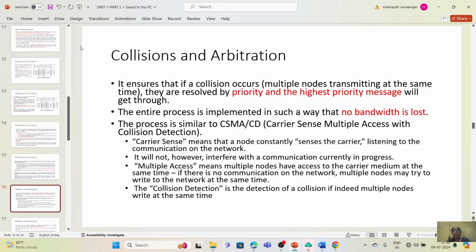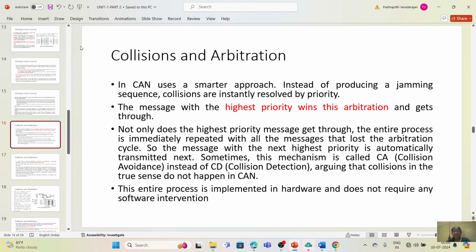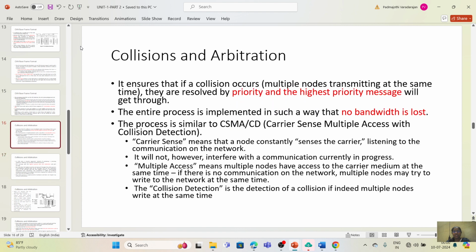So the entire process is implemented in such a way that no bandwidth is lost. The process is similar to CSMA/CD. What is CSMA/CD? It is carrier sense, multiple access, collision detection. What does carrier sense mean? All the nodes are constantly sensing the carrier, listening to the carrier. Multiple access means multiple nodes will be accessing the medium. Collision detection is the detection of a collision if multiple nodes write at the same time.